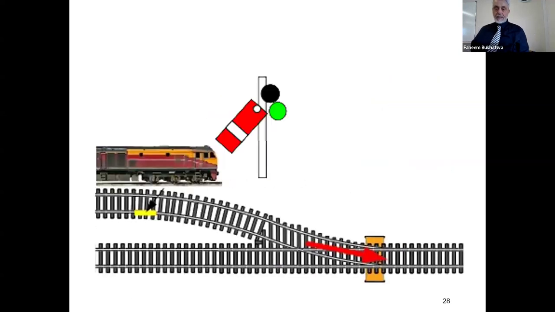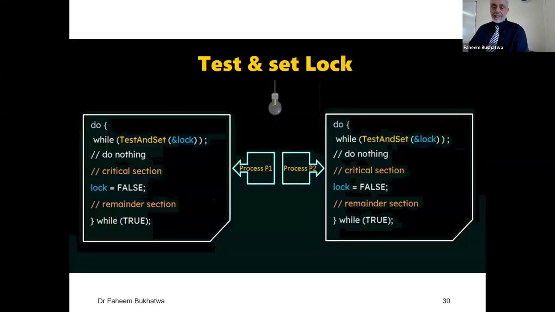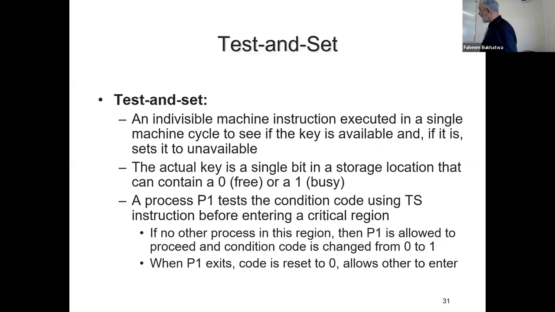So in computing, we call this test and set. This test and set is one single operation. It's an indivisible machine instruction executed in a single machine cycle. So testing, let's say, in computing, we just say x equals 0 or 1. You put 0, check it. If it's 0, turn it to 1 to say I'm going in. If it's 1, then wait, you cannot touch it.